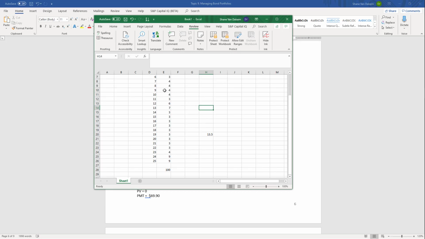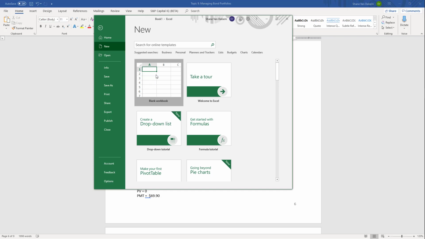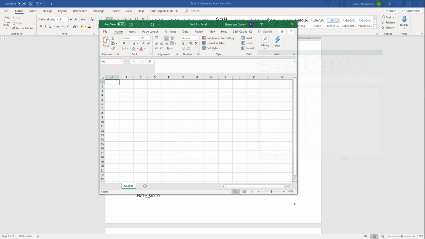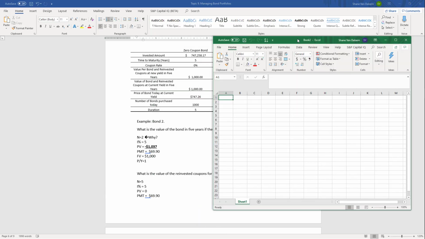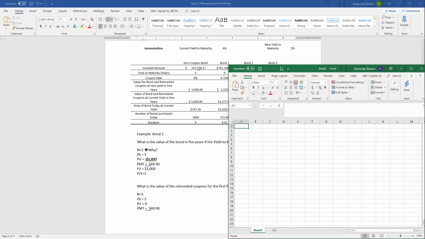So I'll just open a new spreadsheet here. There we go. I'm going to work these in Excel just to demonstrate how it works. So just to get this zero coupon bond, I'm going to put equals, and because I want my outcomes to be positive, I'm going to make it negative. So equals negative present value, the rate is 6%.